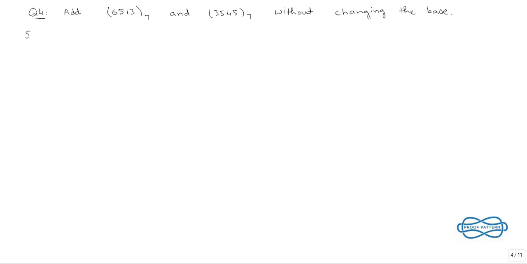Okay, we move in this way. We write 6513, 3545. Okay, and we will add this to the base 7. Okay, first we will add 3 plus 5, and because 3 plus 5 is 8 and 8 is greater than 7, so by division algorithm we can write 8 is equal to 1 times 7 plus 1, because the remainder is 1, this one.